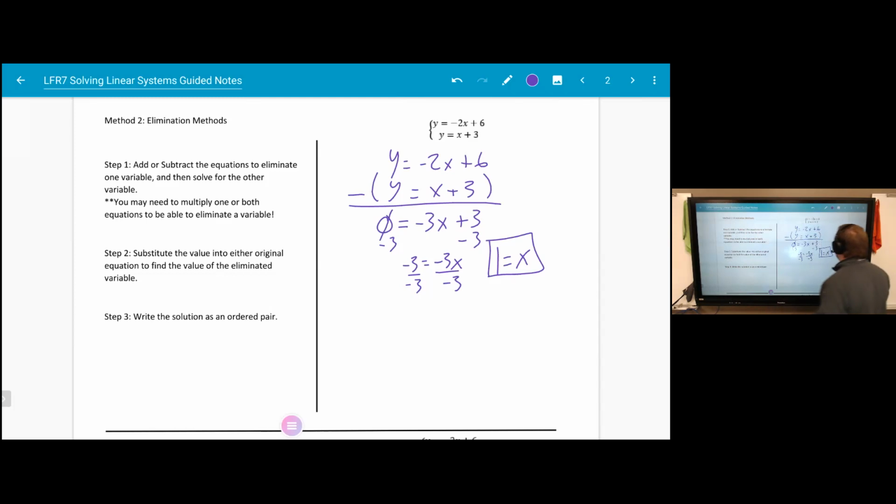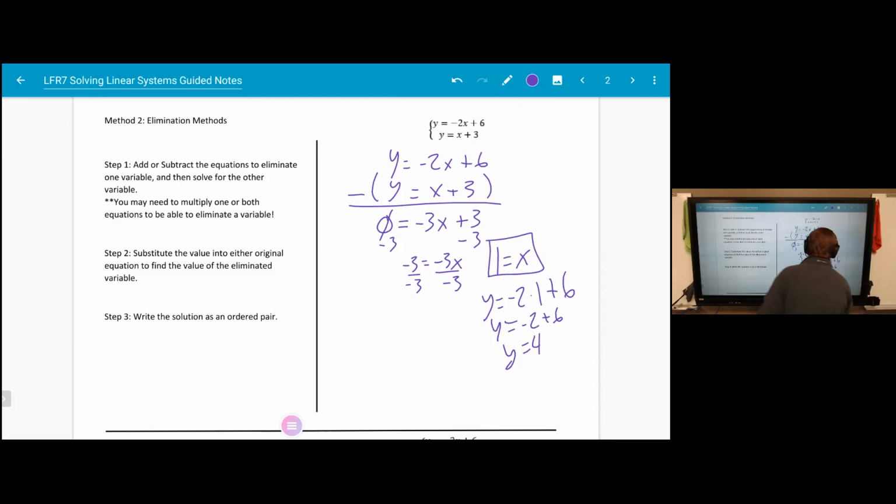Let's take our original equation. We'll do the top one. Why not? Y equals negative 2 times 1 plus 6. Well, negative 2 times 1 is negative 2 plus 6. Y equals 4.